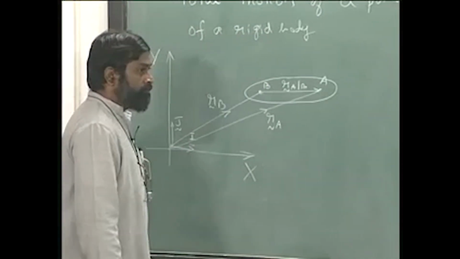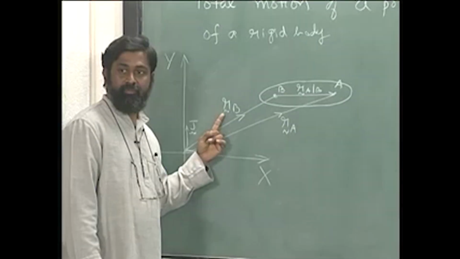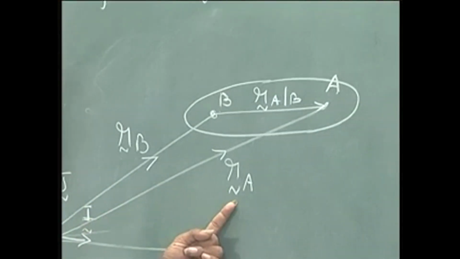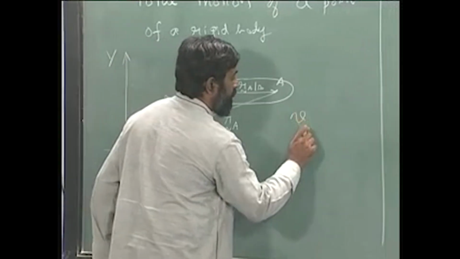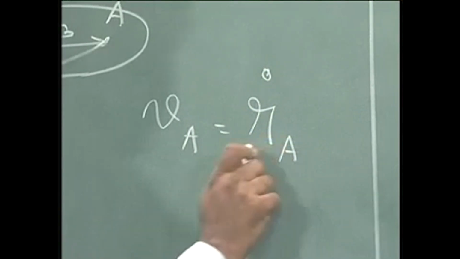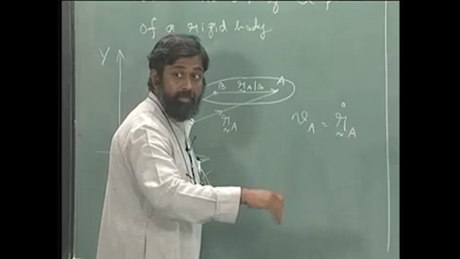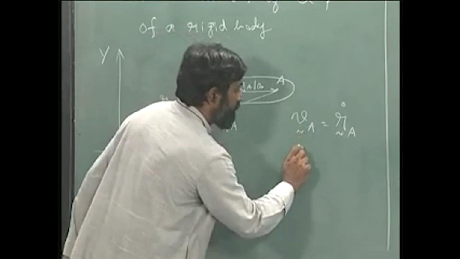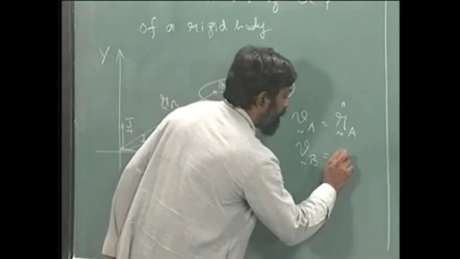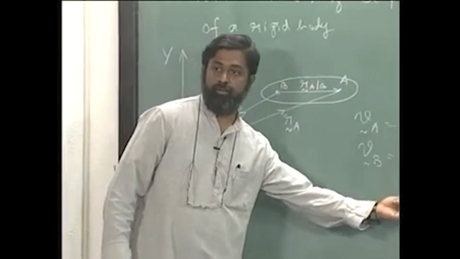Okay. Now, how do I find out the velocity of B? It is nothing but the time derivative of RB, right. What is the velocity of A? It is the time derivative of A. So, velocity of A equals time derivative of A. It is very important that I look at this as a time derivative of the vector. Okay. Similarly, velocity vector of B is nothing but time derivative of the position vector of B.